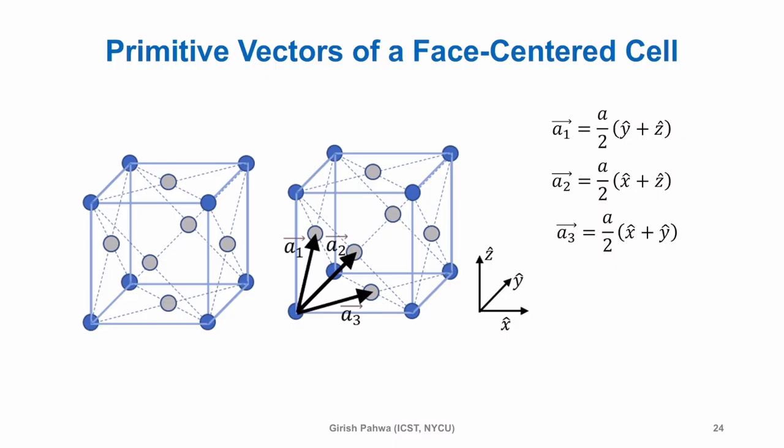Coordinates you can calculate. I'm going to skip this mathematics. Of course, there will be no third unit vector here because it's at the face. So one of them will be missing. So if I look at A3, there won't be Z there, right? So it's half of X and half of Y. Yes. Similarly, the other 2.